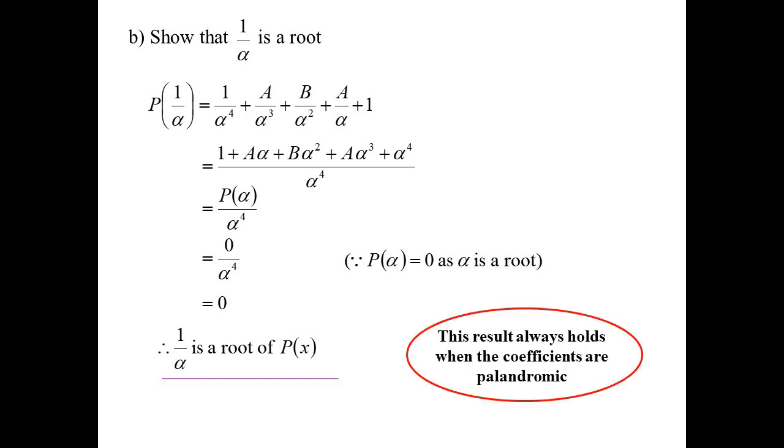Now, interestingly, this particular result, and this is just as an aside, it wasn't part of the question: if alpha is a root, 1 on alpha will also be a root. It will always hold when you've got those palindromic situations on the coefficients.